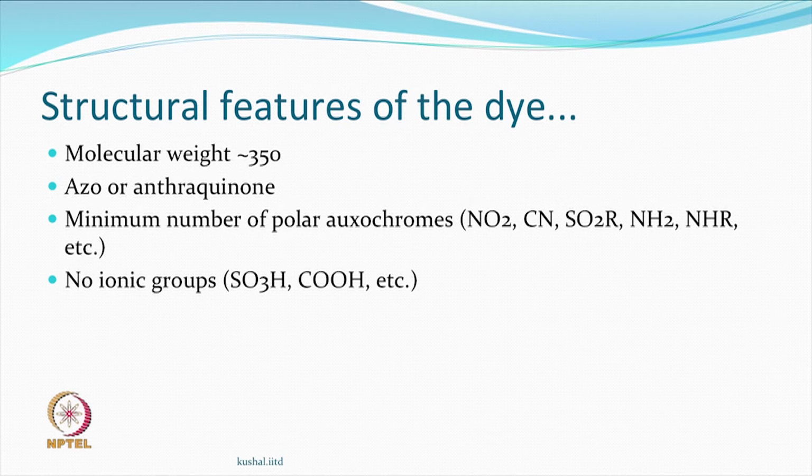One important thing, as an auxochrome requirement, is they should have a minimum number of polar groups. So, polarity has to be less, non-polarity is better. Okay. So, minimum number of polar auxochromes, some are required because you have to give some shade, right, and no ionic group. Fortunately, dispersed dyes do not have ionic groups. If ionic groups are there, these molecules do not sublime.